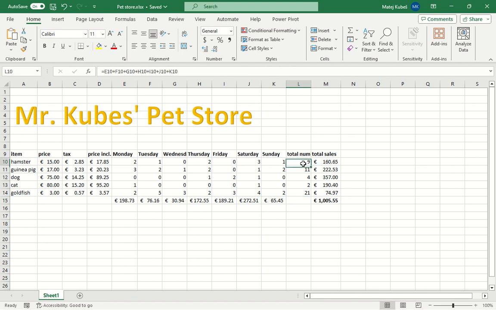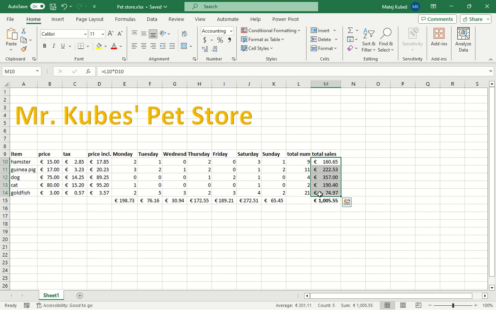Now, does it make sense to add up the total numbers sold for different items? Like how many hamsters, guinea pigs, dogs, cats, and goldfish I sold together? Does it make any sense to add up those numbers? Not really, because you shouldn't be mixing apples and bananas. So doing the total for these numbers does not make any sense.